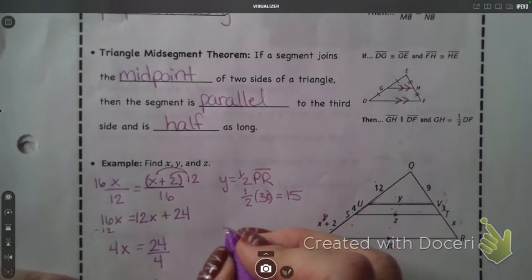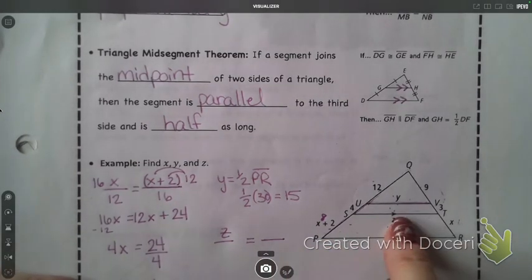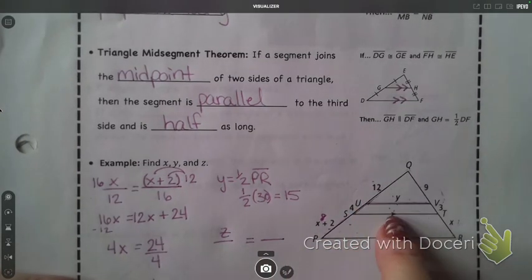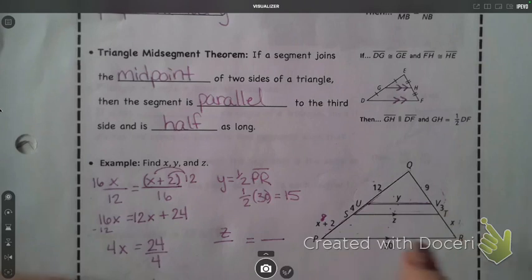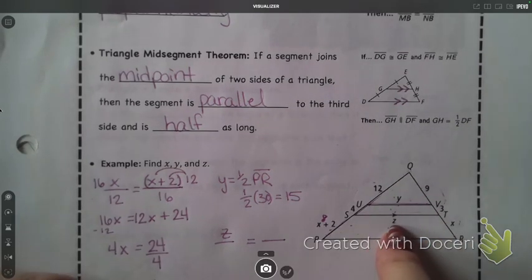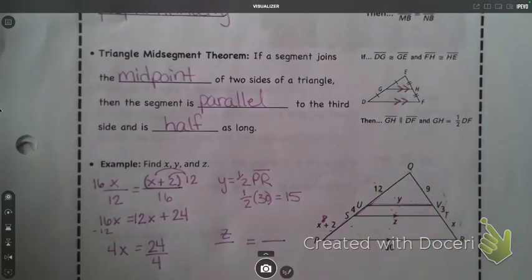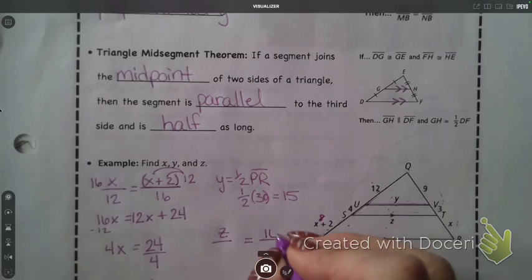So if I have z, what do you want to put with z? You want to put 16 or you want to put 9? Would it be 16 and 12? You're not putting both. You're putting one thing. Which side do you want? Left or right? 16? Okay.